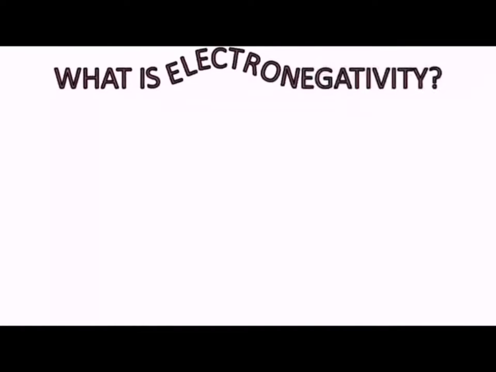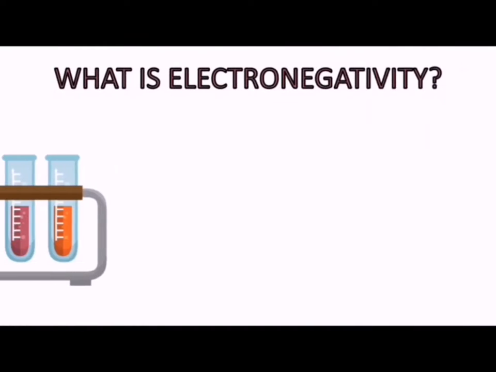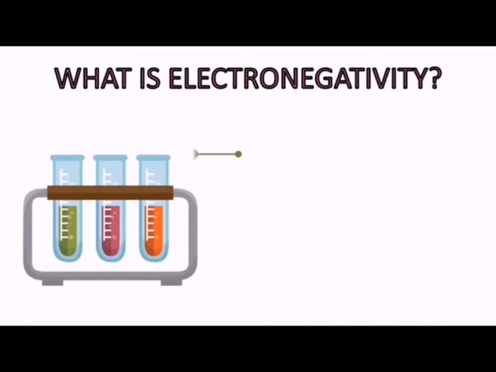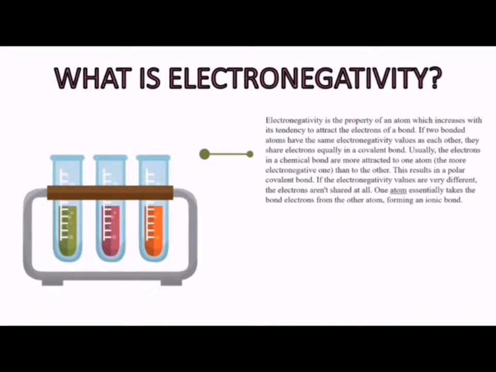So what is electronegativity? Electronegativity is the property of an atom which increases its tendency to attract the electron of a bond. If two bonded atoms have the same electronegativity value as each other, they share electrons equally in a covalent bond. Usually, the electrons in a chemical bond are more attracted to one atom, the more electronegative one, than to the other. The result is a polar covalent bond.